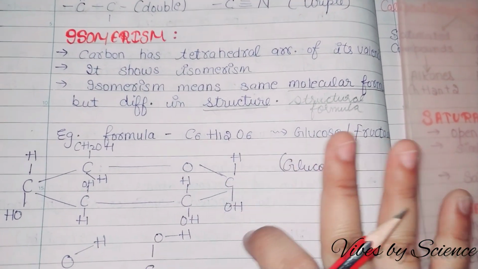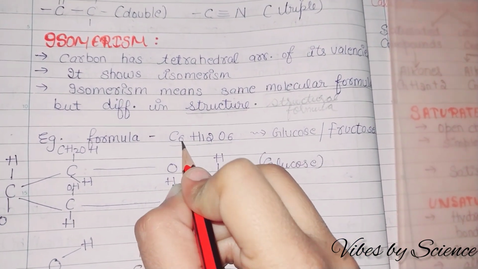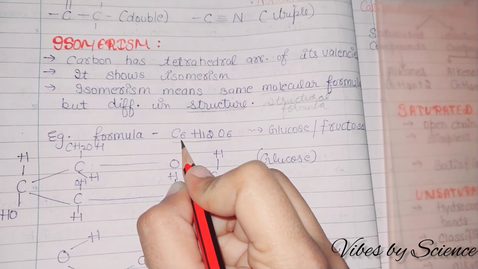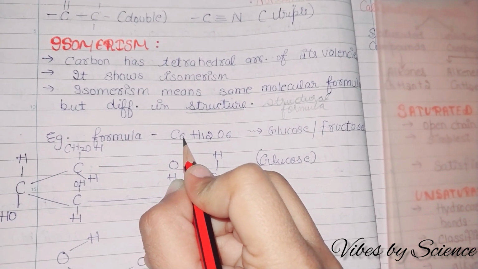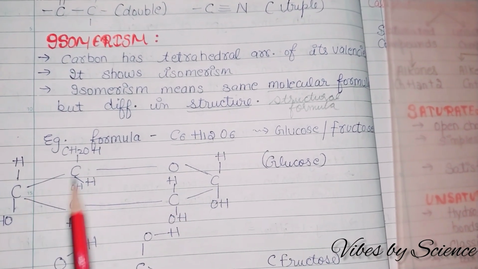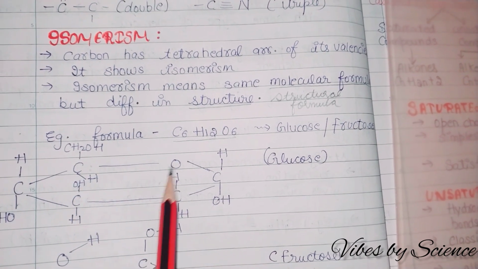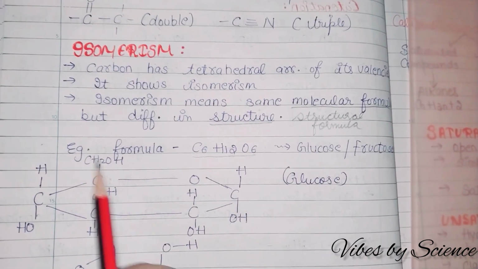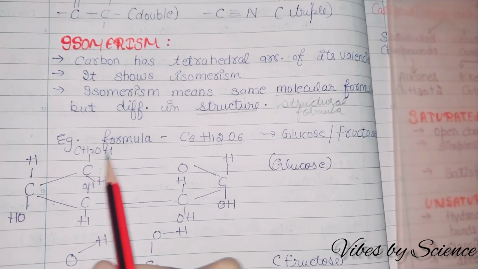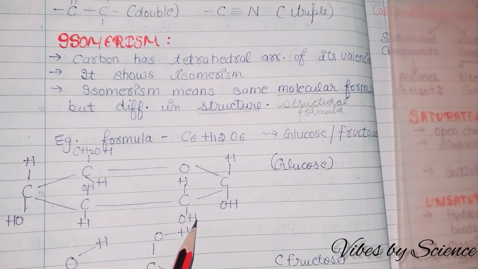Firstly, glucose and fructose, they both have the same molecular formula, that is C6H12O6. Here what is shown is that there are 6 carbon atoms, that is 1, 2, 3, 4, 5 and 6. And there are 12 hydrogen atoms which are attached to these, 1, 2, 3, 4, 5, 6, 7, 8, 9, 10, 11, 12.